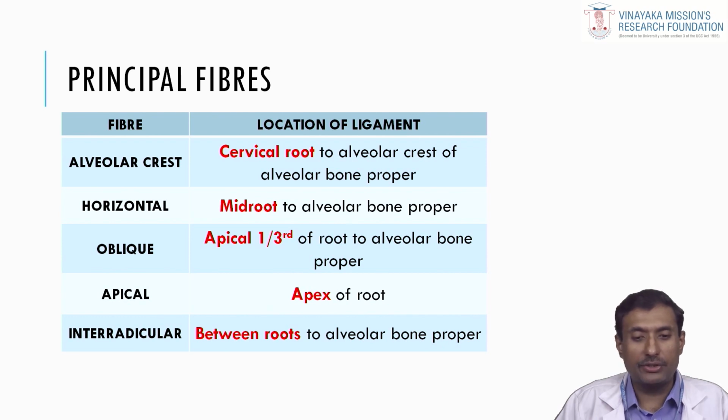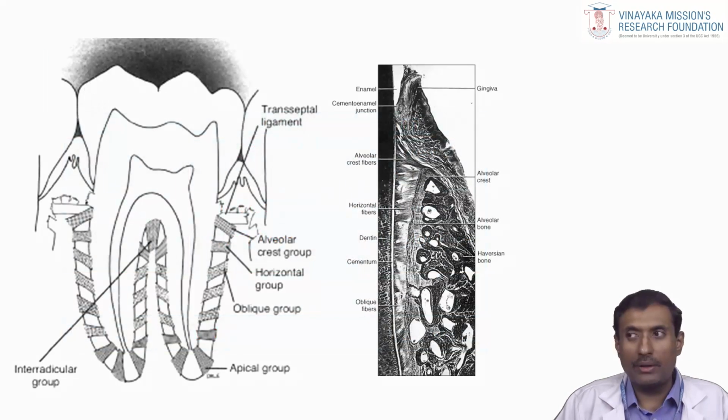Oblique, again based on the direction, they are directed obliquely, and they are located in the apical 1/3. The apical, as the name suggests, are located in the apex of the tooth, and the interradicular are located between the roots of multi-rooted teeth, not single-rooted teeth. One thing we have to note is that the apical fibers are irregularly placed, while alveolar crest fibers are the fibers which are present in the tip of the alveolar crest. Moving on to the actual picture, a schematic picture we have on the left and the actual picture on the right. We will move on to each fiber.